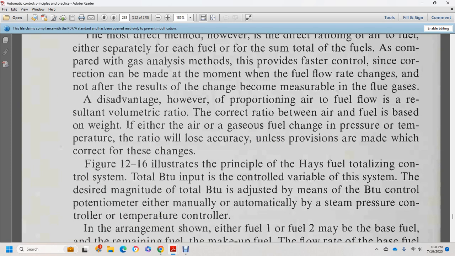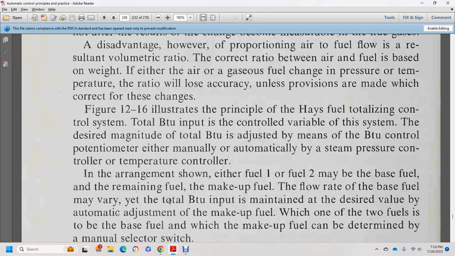Figure 12-16 illustrates the principle of the multiple fuel totalizing control system, with the total BTU input as the control variable. The designated magnitude of the total BTU is adjusted by means of the BTU controller, either manually or automatically by steam pressure or temperature control. In the arrangement shown, either fuel 1 or fuel 2 is the base fuel, with the remaining fuel as the makeup fuel. The flow rate of the base fuel is the main variable, yet the total BTU input is maintained at the desired value by automatic adjustment of the makeup fuel.